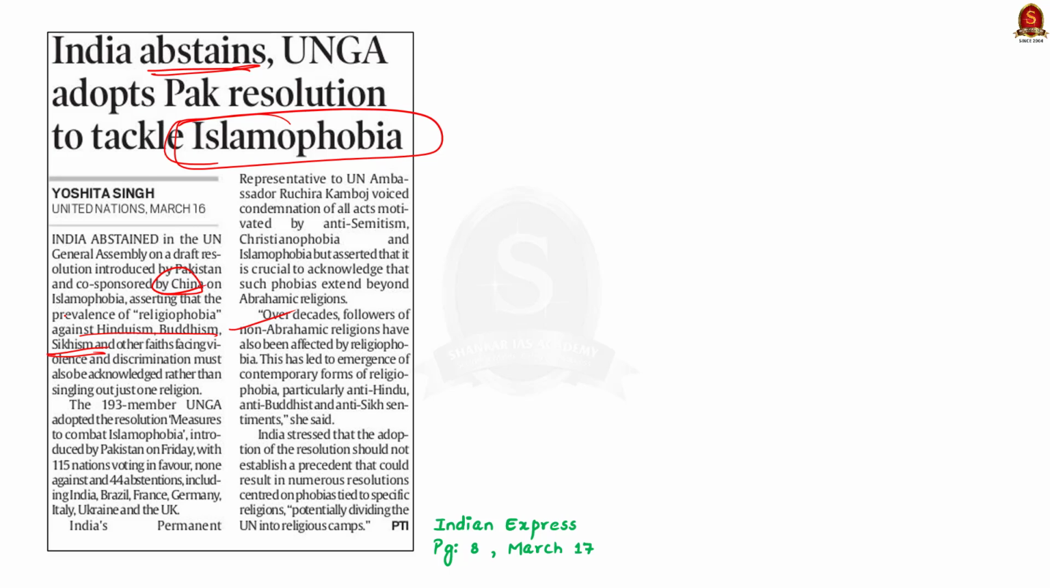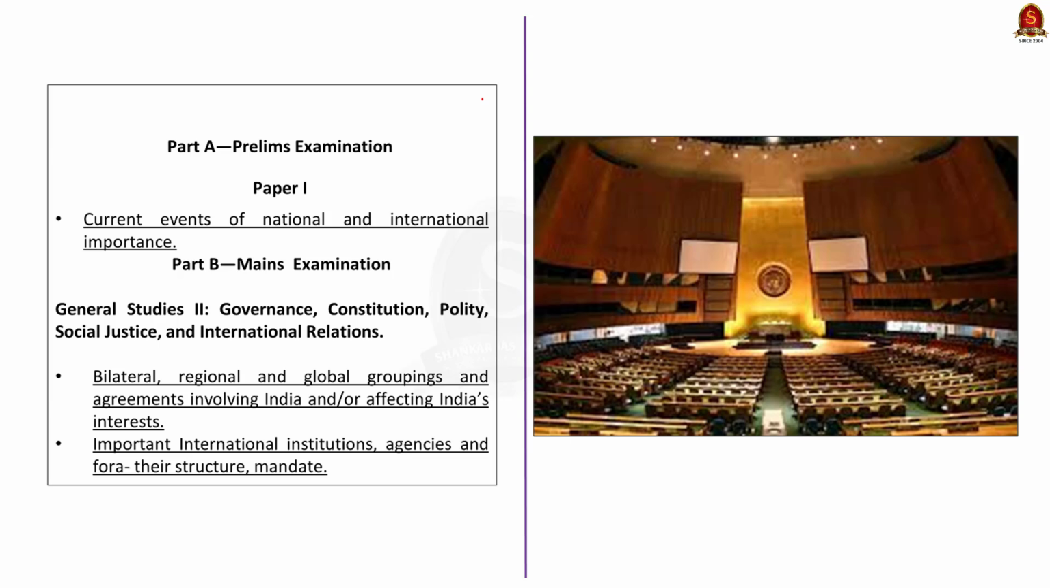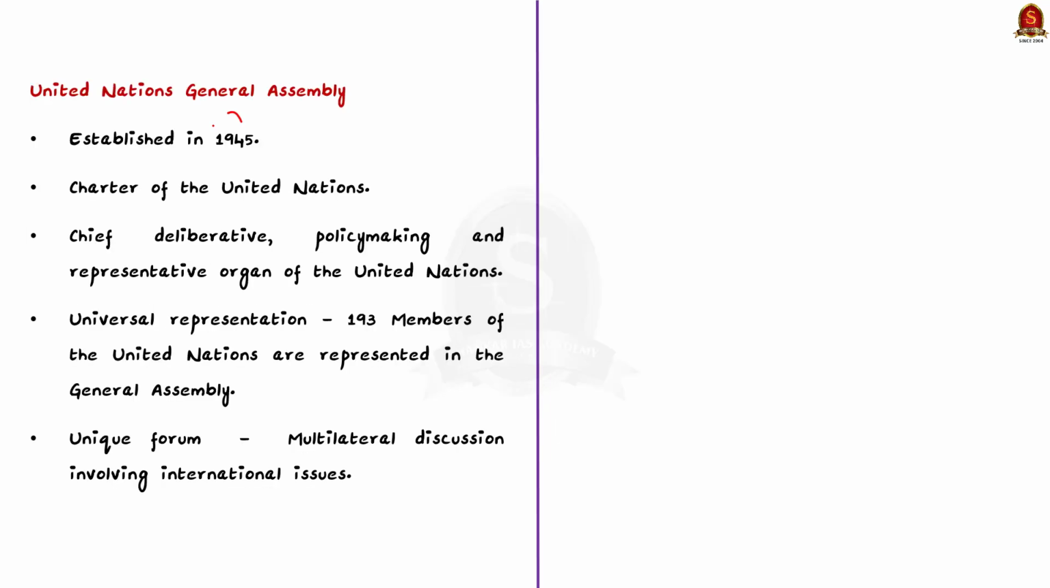Though the issue behind the draft resolution might not be so important for prelims, basic understanding about UNGA, the United Nations General Assembly, is certainly a necessity for 2024 prelims. So let's now go through the United Nations General Assembly in brief. See, the General Assembly was established in 1945 under the Charter of the United Nations, and it is the chief deliberative, policy-making and representative organ of the United Nations.